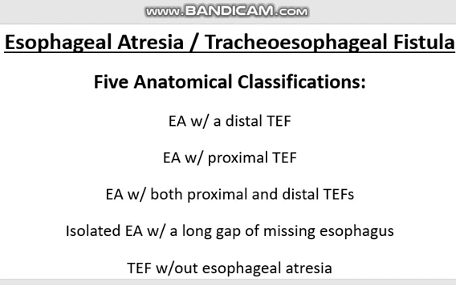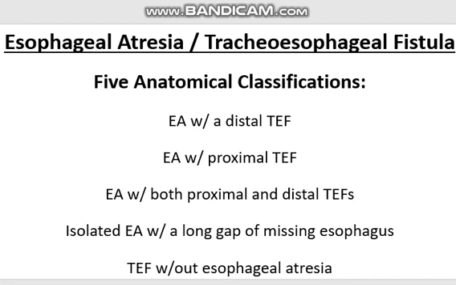Esophageal atresia and tracheoesophageal fistulas. There are 5 anatomical classifications. Esophageal atresia with a distal tracheoesophageal fistula. Esophageal atresia with proximal tracheoesophageal fistula.